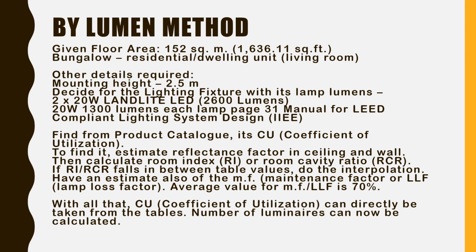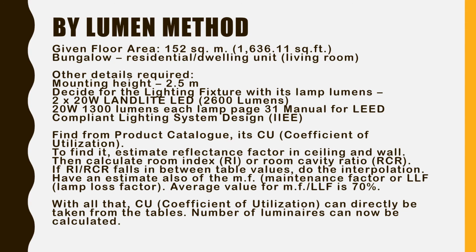Average value for maintenance factor or lamp loss factor is 70%. So you can always use 70%. This is the average value that you can use. It depends on you. If you think it is 80%, you can also apply, or maybe 60%. But this is the average value. Just for the sake of calculation, you can stick to 70%. This is recommended by many books in lighting engineering.